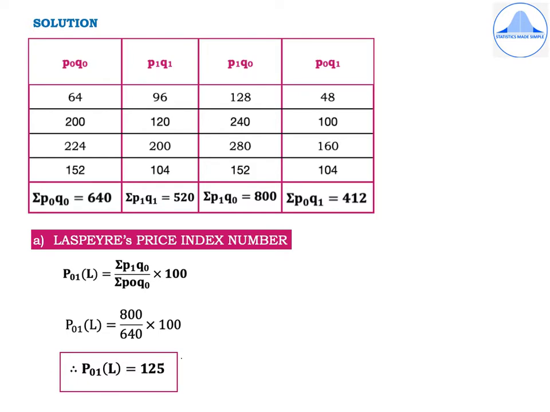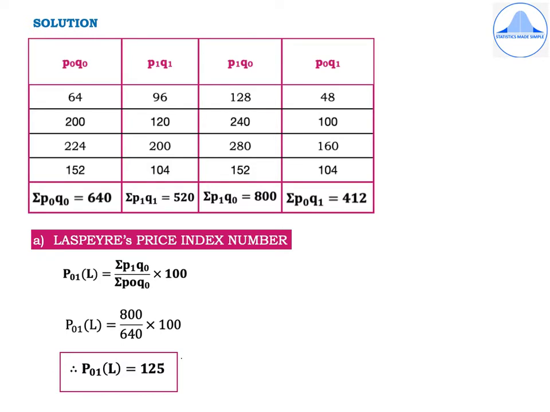P1 Q1 are 96, 120, 200, 104. Summation P1 Q1 is 520. P1 Q0 values are 128, 240, 280, 152, and summation P1 Q0 is equal to 800. P0 Q1 values are 48, 100, 160, 104, and summation P0 Q1 is equal to 412.